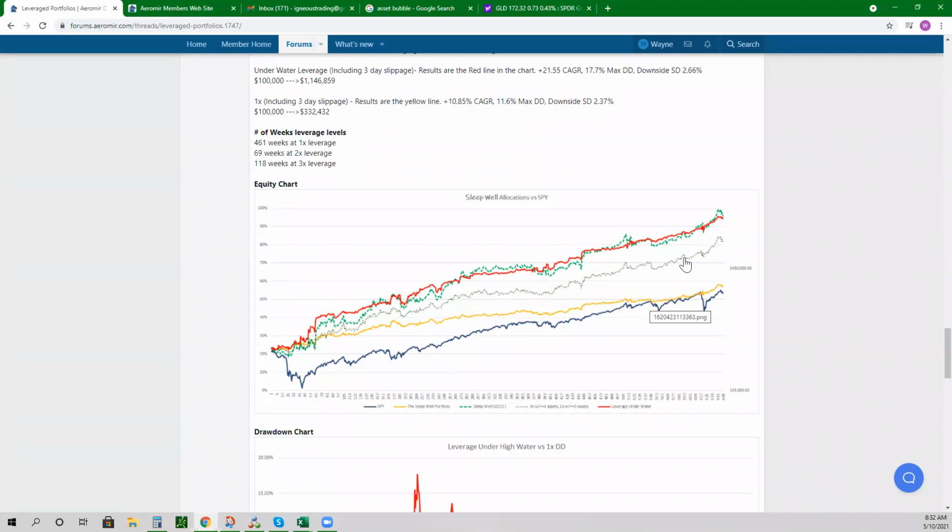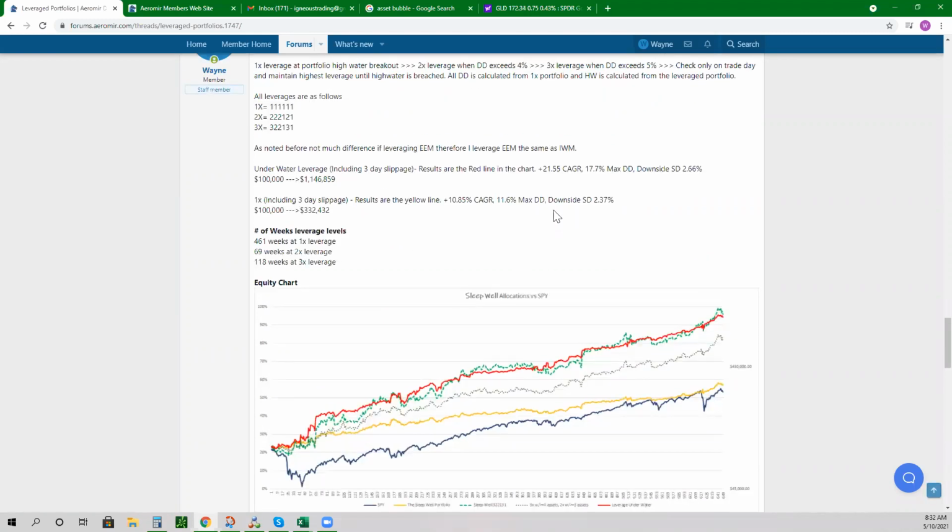when we have three or more assets online, we 2x leverage. When we have 4 or more assets online, we 3x leverage. The green dashed line is the raw 3x sleep well portfolio. And then the red line is the buying the dips strategy, where you leverage up as you go into drawdowns.